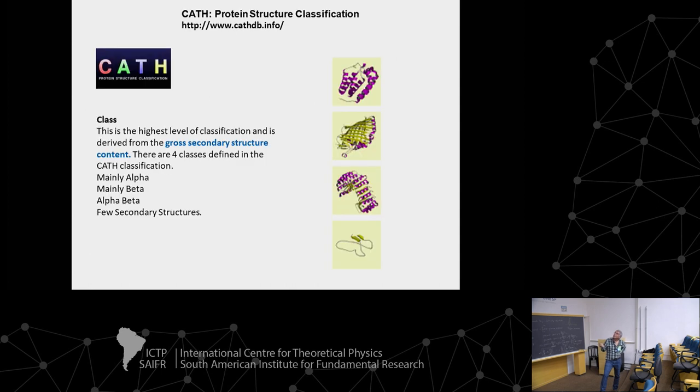Okay. So there's a large interest in trying to classify these proteins in terms of their structure. And there's a couple of databases that are dedicated to this. One of them is called CATH, the Protein Structure Classification Database. It's a hierarchical system with four levels, where it classifies proteins in terms of class, architecture, topology, and homologous superfamily. So classes are basically classifying the proteins in terms of the predominant secondary structures found in the 3D structure. So they can be all alpha helix, all beta sheet, a mixture of alpha helices and beta sheets, or structures that have few secondary structures.